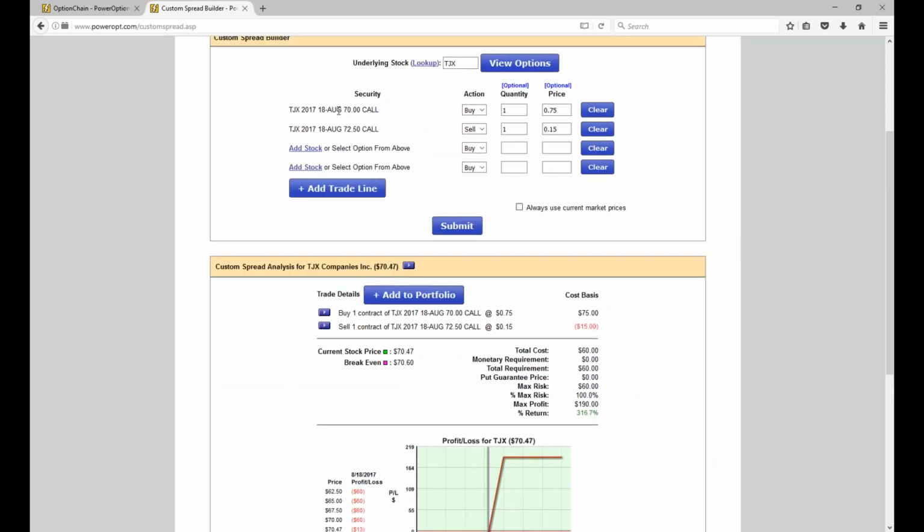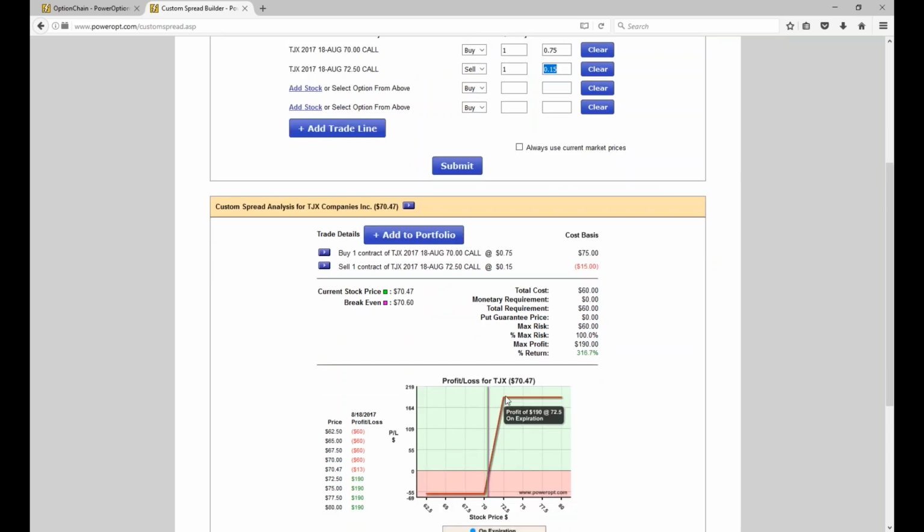Well, the stock dropped back down. We have a debit of 60. We'd probably get out for maybe 55. So we're only looking at a 5-cent loss. This wouldn't have been a bad play. And if it did go up to closer to 73, above 72.5, against the $60 investment, we could have made 190. But there's not a lot of premium here.